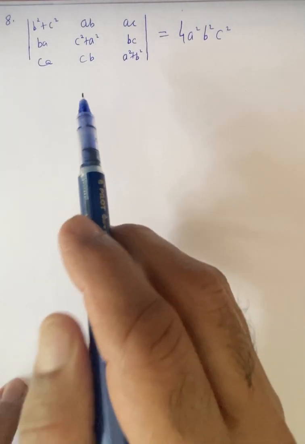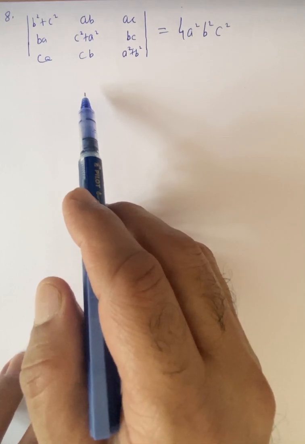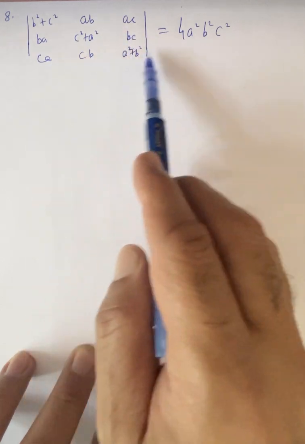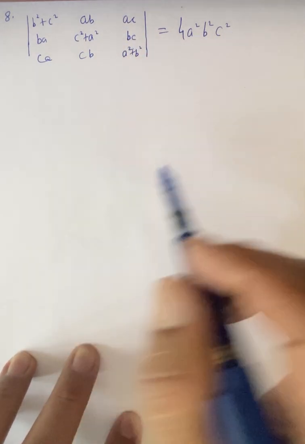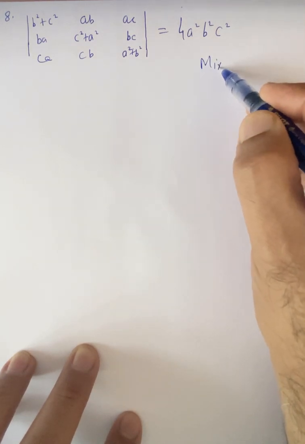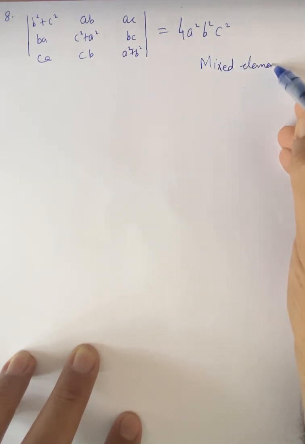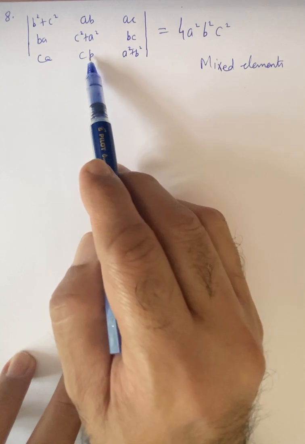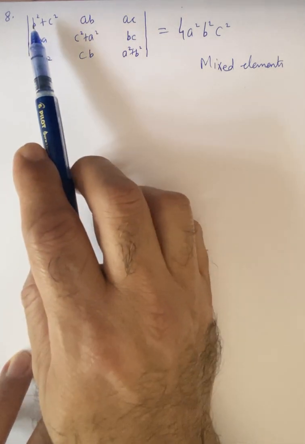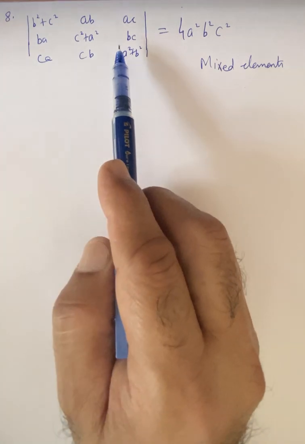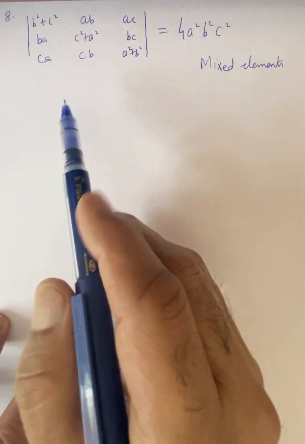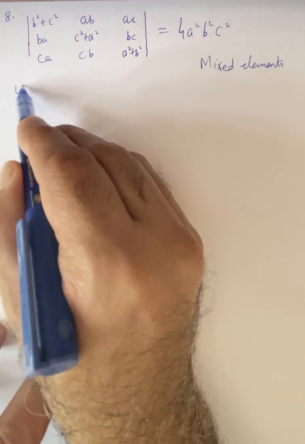Now coming to the next one. We have to prove that this determinant, with rows B square plus C square, AB, AC; BA, C square plus A square, BC; and so on, equals 4A square B square C square. What we observe is that we have mixed elements. Mixed in the sense we have products like AB, AC and CB, and also we have squares of these expressions. So in such questions, we start from the left hand side.